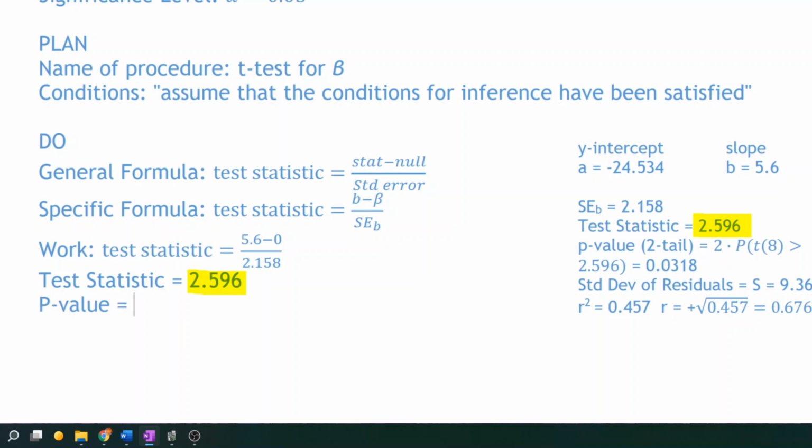The p-value equals 2 times the probability that a t-curve with 8 degrees of freedom is greater than 2.596, and that is 0.0318. We can read that directly from the chart because we are performing a two-tailed test. As a reminder, if you are performing a one-tailed test, the p-value is going to be 0.0318 divided by 2.